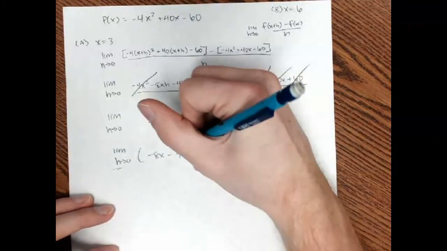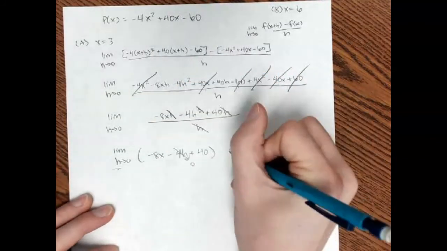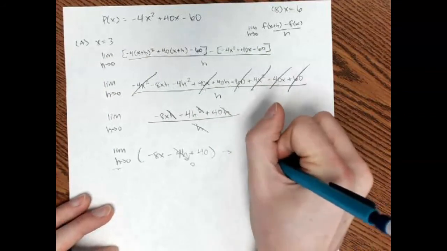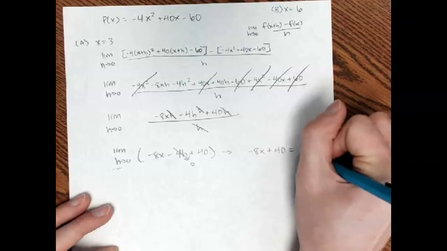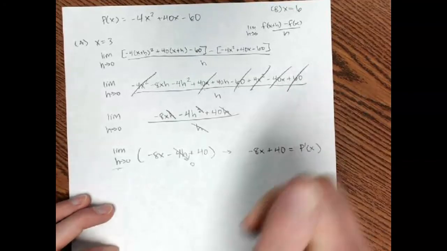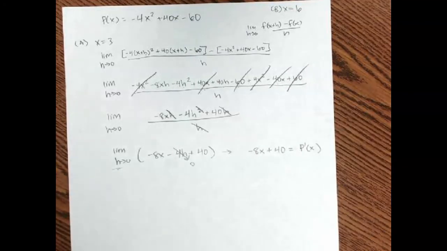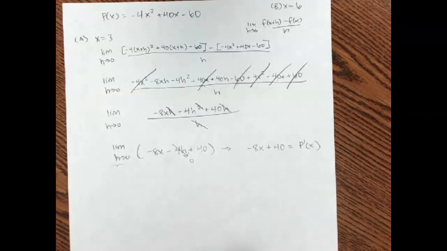That h is going to get plugged in as 0. So here I end up getting negative 8x plus 40. And that is what we would call p prime. That is your derivative function. That equation is going to be how we can find the instantaneous rate, the slope of the tangent line, at any given value of x, right? This limit process, kind of nice. It's going to give you that derivative formula.